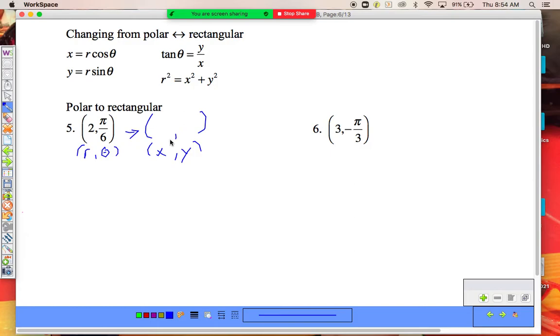If I want x's and y's and I have r's and thetas, I'm going to use those first 2. To find my x, I'm going to do r times the cosine of theta. To find my y, you're going to do r times the sine of theta. Do not use a calculator. Don't use a computer. Find me x and y. Substitute r and theta into both of these and evaluate for me.